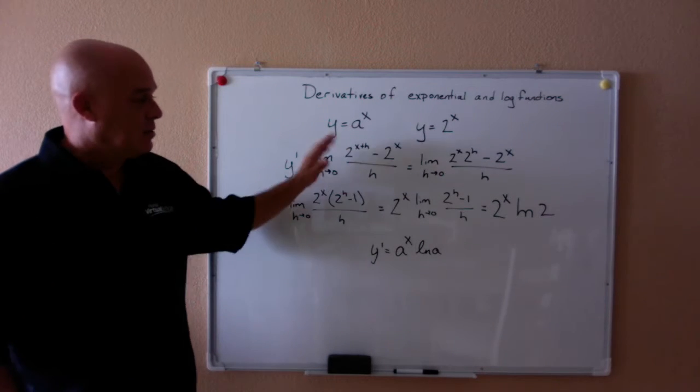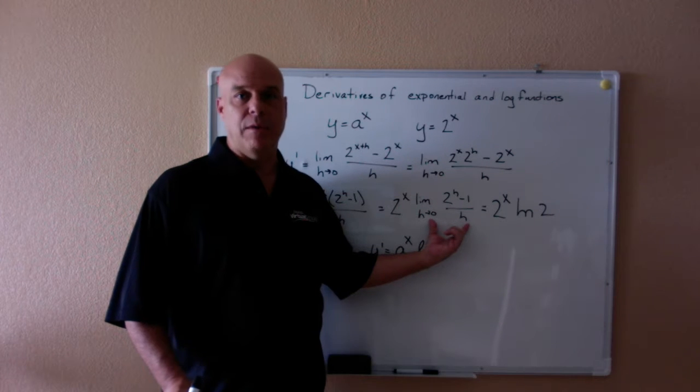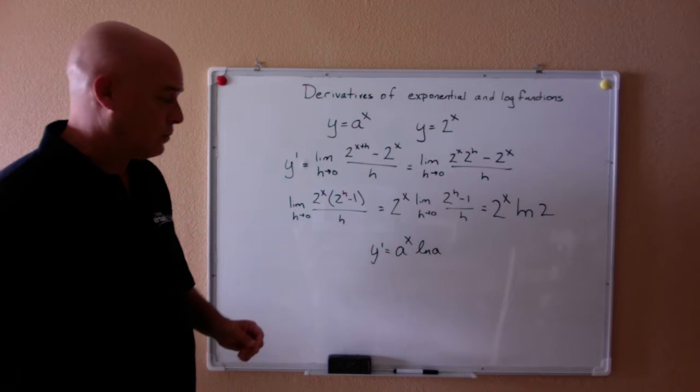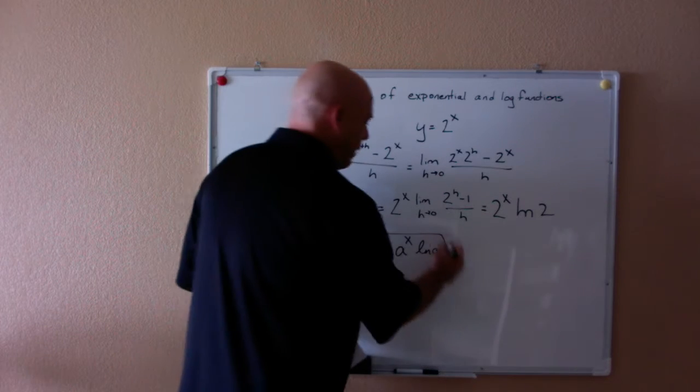So that's the way that this proof is relatively simple to do, other than actually evaluating this limit, which we don't have an algebraic way to do. We have to do that using our table of values from our calculator. But this is the general formula that we'll use.